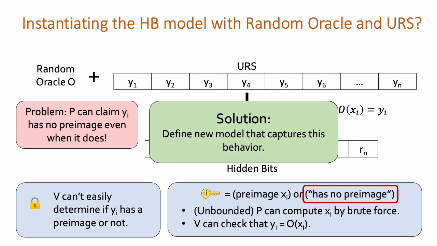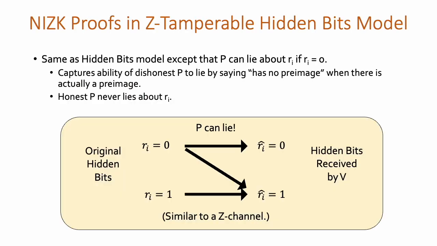To solve this issue, we define a new model which captures exactly this behavior. This new model is essentially the same as the hidden bits model, except that the prover P can now lie about the hidden bits when the hidden bit is 0. So if Ri was 1, then it must open Ri to be 1. If it was 0, then it can open Ri to be either 0 or 1. This captures the ability of a dishonest prover to lie by saying that there is no preimage when there actually was one. We call this model the Z-tamperable hidden bits model because it is similar to the Z-channel in information theory.